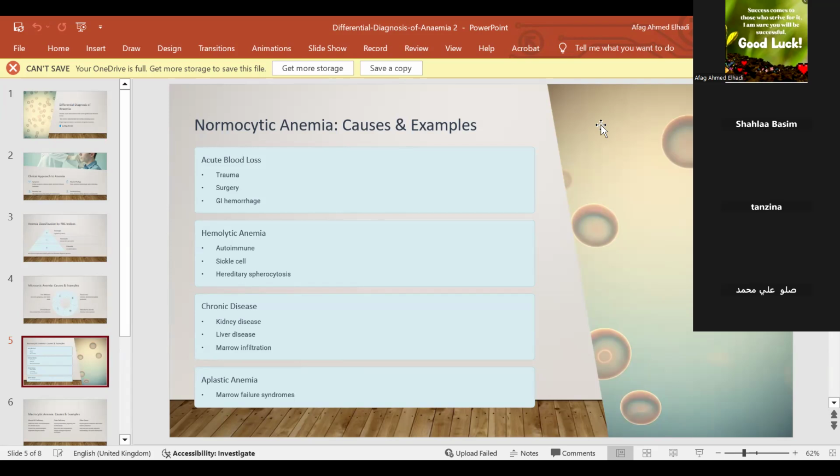And also other types of hemolytic anemia could cause destruction to the RBCs without changing the shape. However, in sickle cell anemia, as we know, and spherocytosis, we have different shapes as well, but the MCV will still remain normal. And also anemia of chronic disease is going to affect the iron utilization, but it's not going to affect the MCV size. So that's why all these cause normocytic anemia.